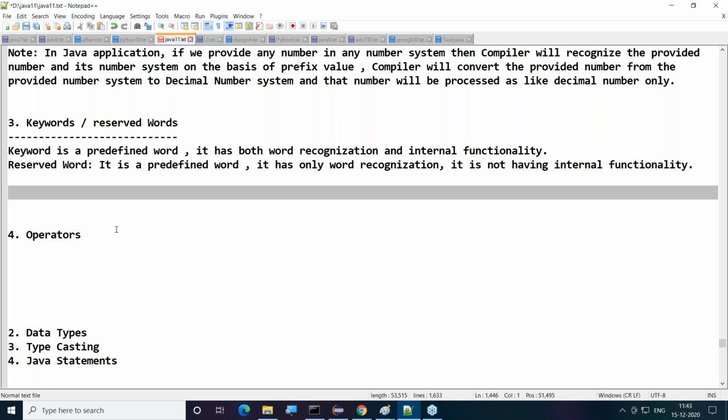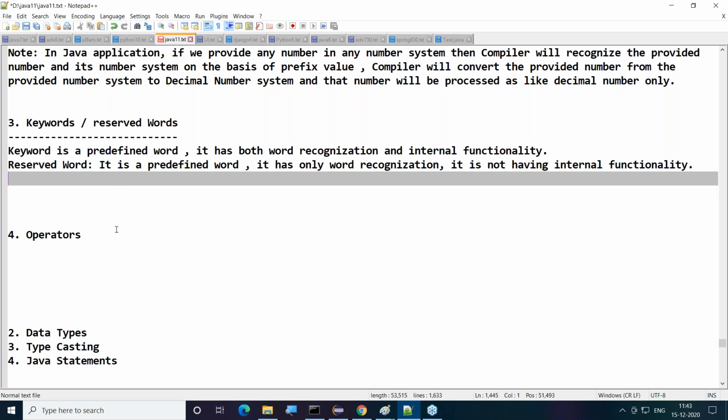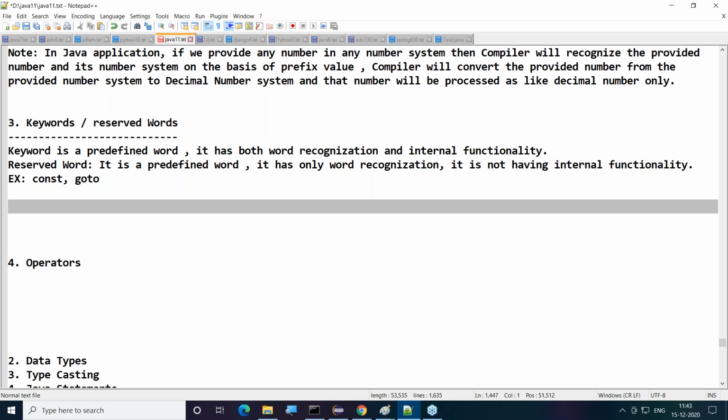After completion of this, what is the next one? What are the various reserved words available in Java? Examples for reserved words I'm telling you: const and goto. Just the names are defined, but they are not having functionality. Once they are not having functionality, there is no chance to use them. If they are having functionality, then only we can use them. Understand it clearly, what I'm telling you.